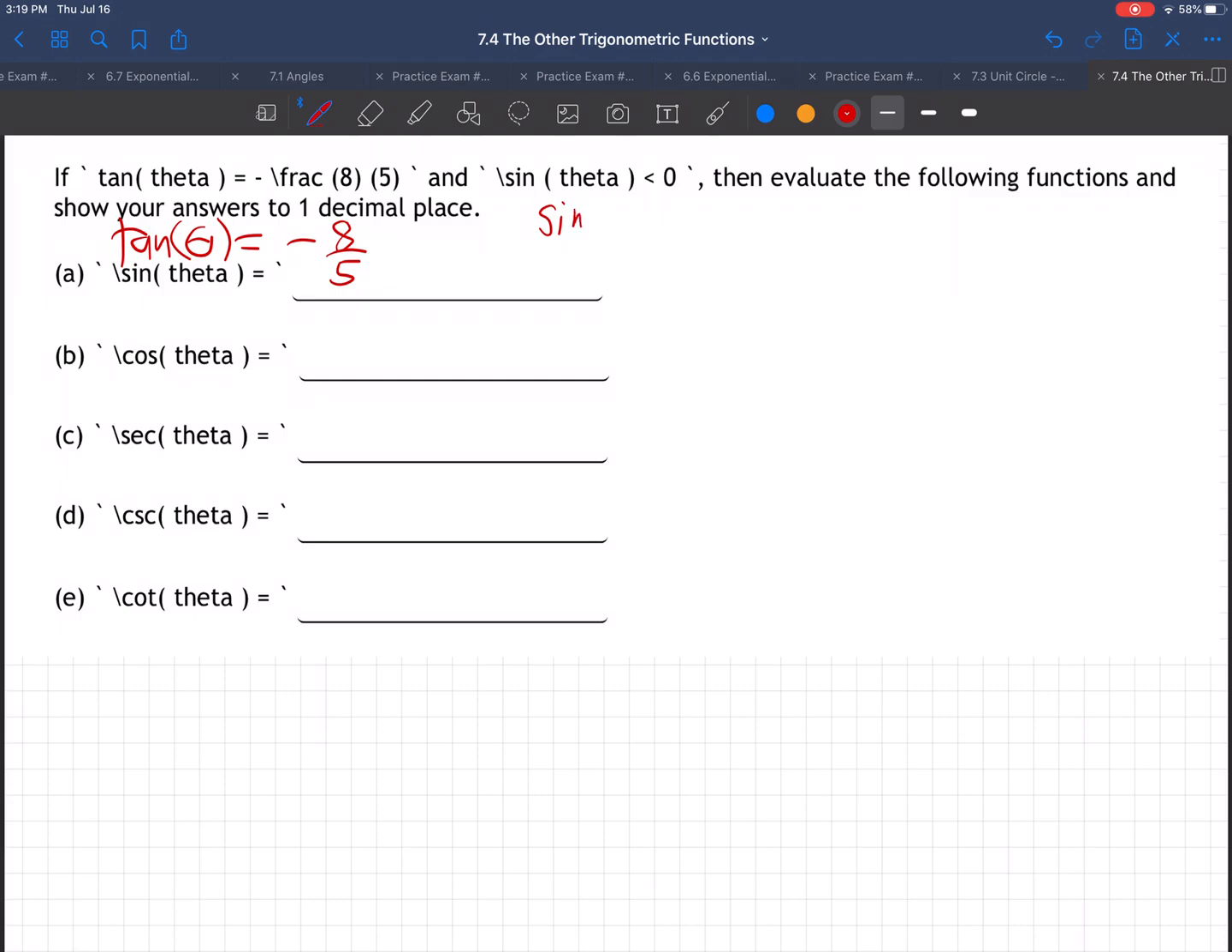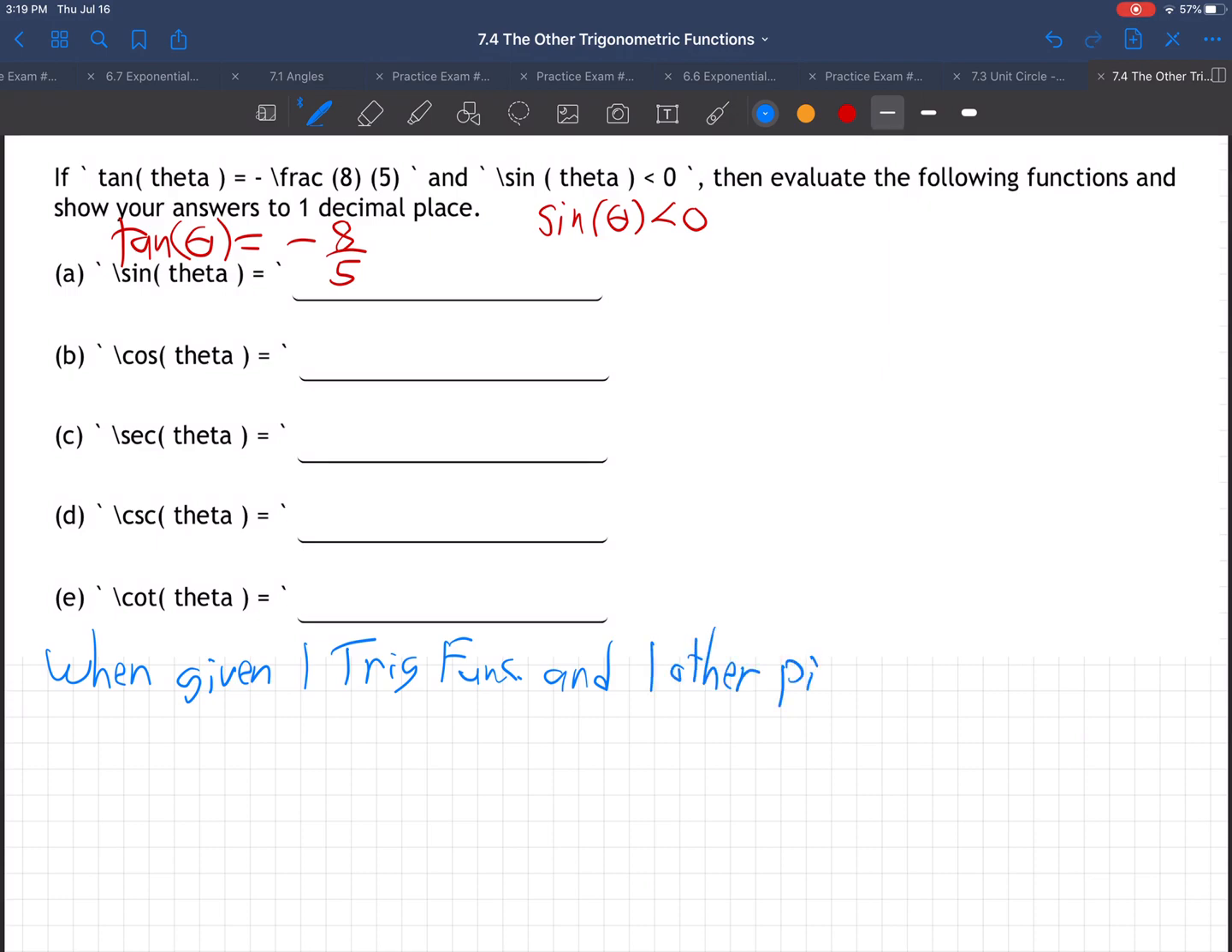And what's it saying here? The sine of theta is less than 0. How do we do this? This is a little tricky. So, when given one trig function and one other piece of info, that's what's going on here. They've given us one trig function and one other piece of info.